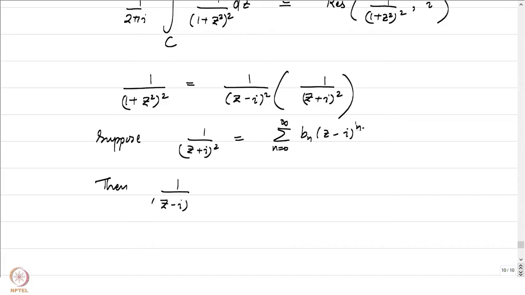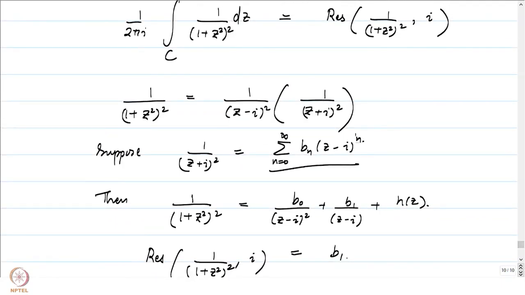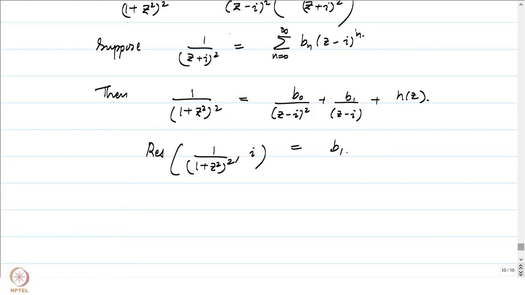Then the Laurent series expansion of 1 by (1 plus z square) the whole square is just going to be equal to b0 by (z minus i) the whole square plus b1 by (z minus i) plus a holomorphic function. And therefore, the residue of 1 by (1 plus z square) the whole square at the point i is just going to be equal to b1. But we know what b1 is. B1 is the coefficient appearing in the power series expansion of this particular function around i, right? And hence, b1 is just going to be equal to d by dz of 1 by (z plus i) the whole square evaluated at z equal to i.